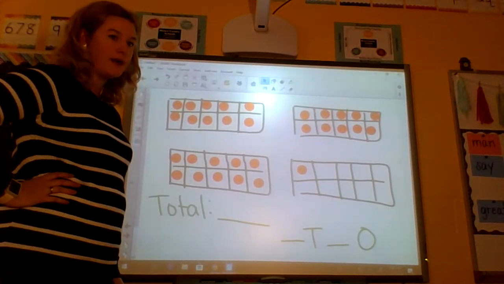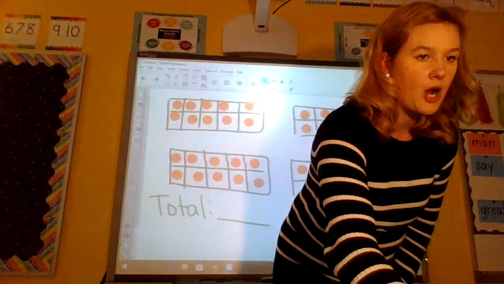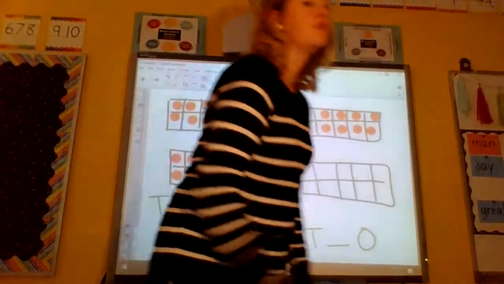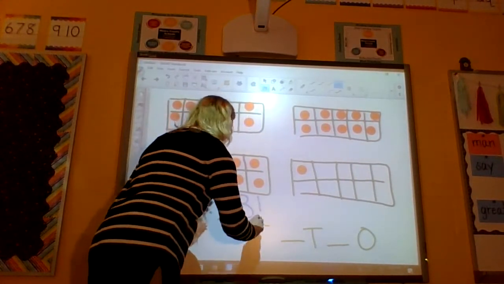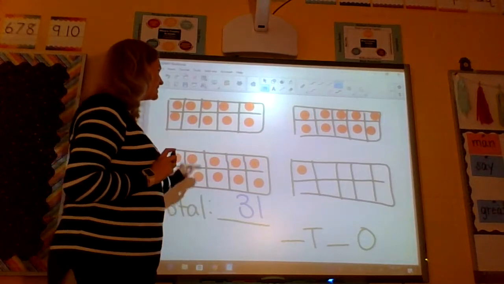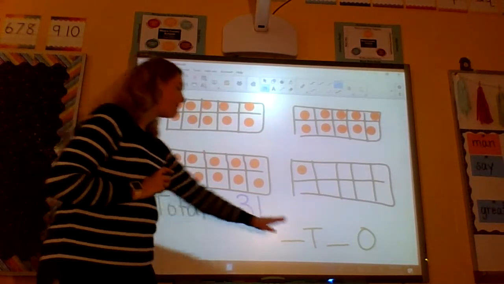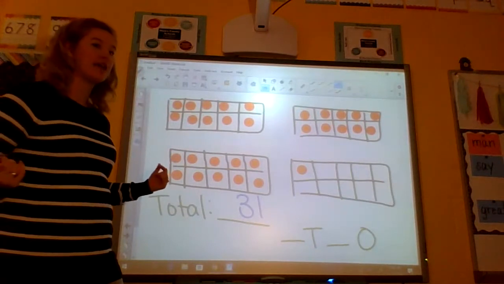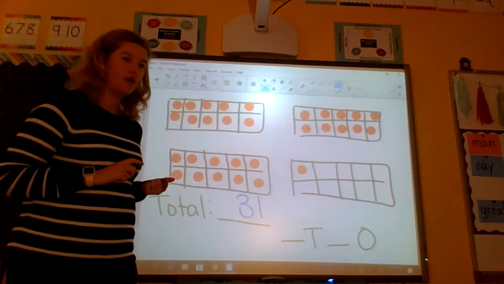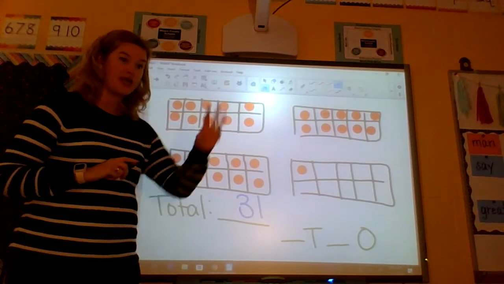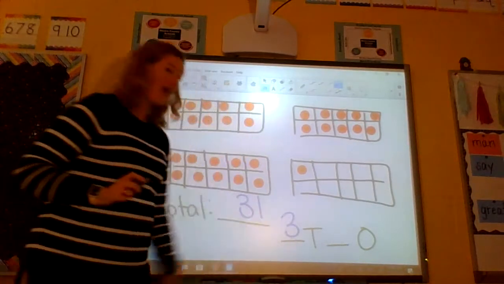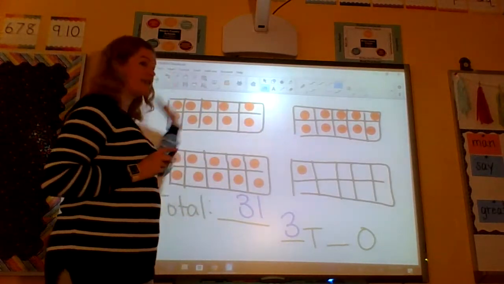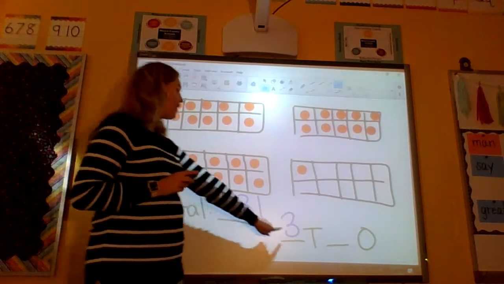What's the total number, Mr. Brock? 31. 31 is the total number. Because how many tens are there? I don't want to know the value of the tens. I want to know how many tens there are. That's right, George. I saw you. There's 3 tens. Not the value of the tens. The value of the tens would be 30, right? I want how many there are.